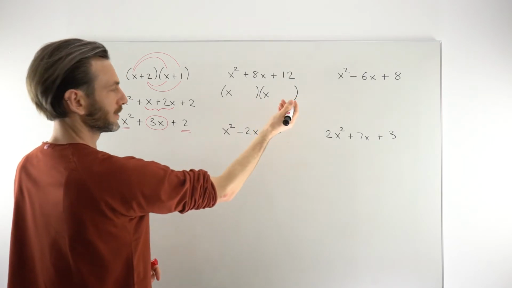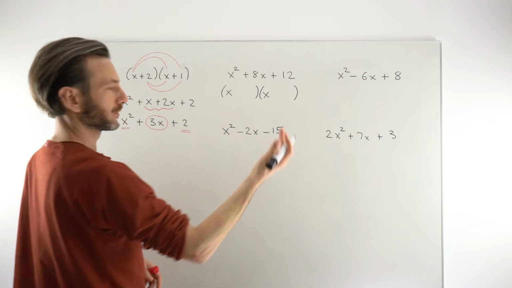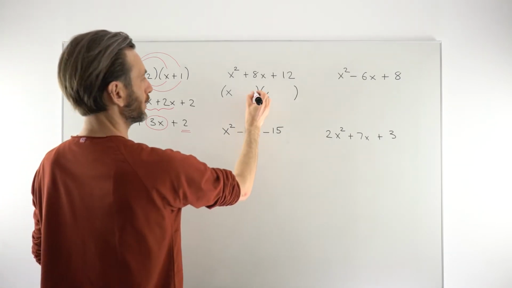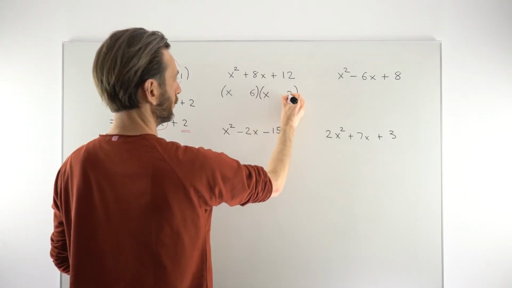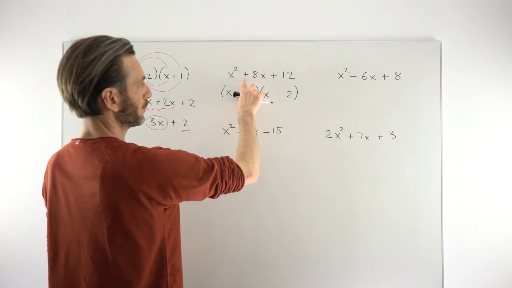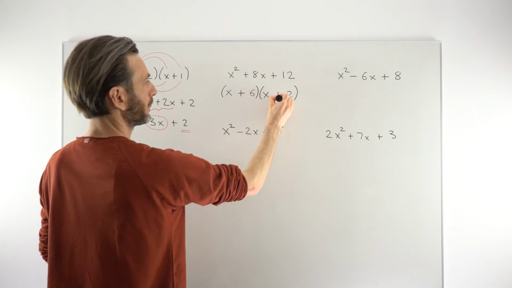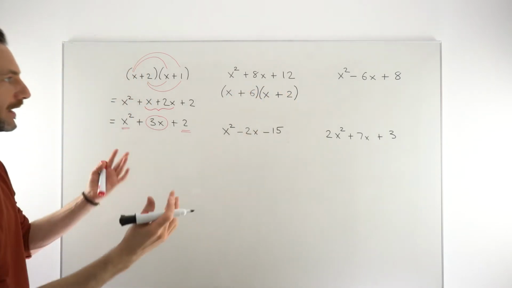So 12 and 1 isn't going to work, 4 and 3 isn't going to work, because 4 plus 3 would be 7x, so we need to go this time for a 6 and a 2. This question has two plus signs here, so we're going to go for a plus and a plus, and that's us done.